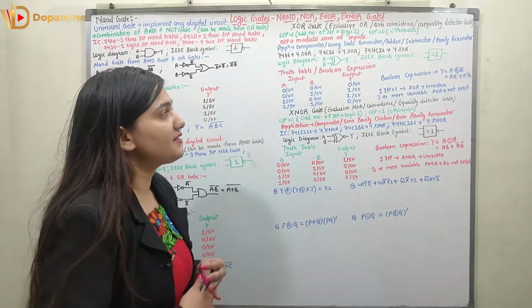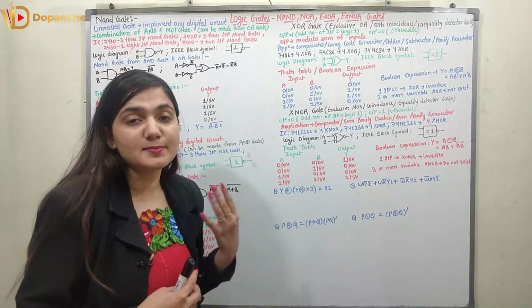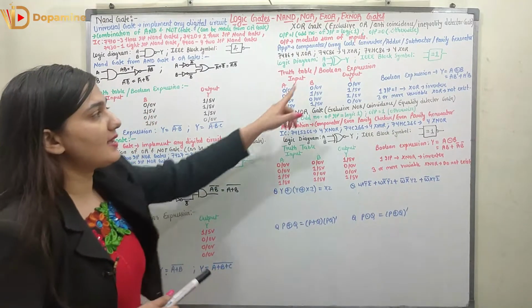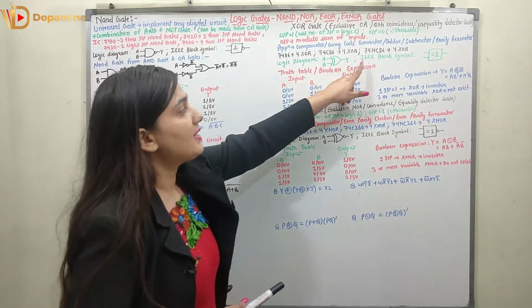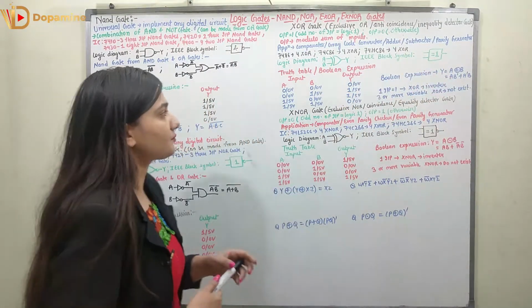Now last we have 74HC86. HC over here represents it is a high speed CMOS IC. So it is again having 4 XOR gates. The logic diagram is represented like this, right? And the IEEE block symbol has =1 in the block, right?